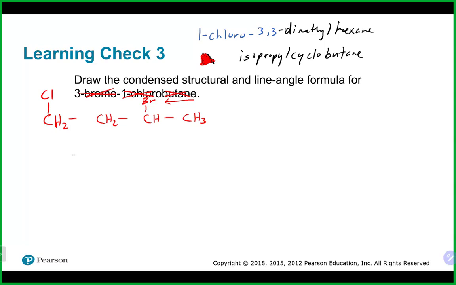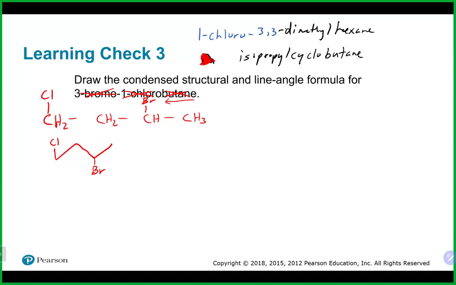Line structure, a similar sort of approach. We'll do 4 carbons. At carbon number 1, there's a chlorine, so we do need to put the Cl when we draw it. At carbon number 3, there is a bromine, which would look something like so. Any questions on that one?